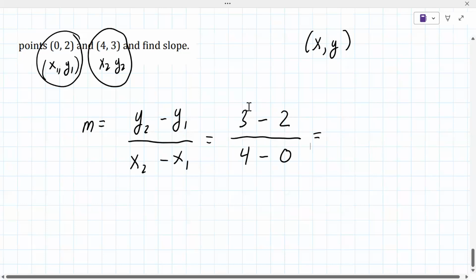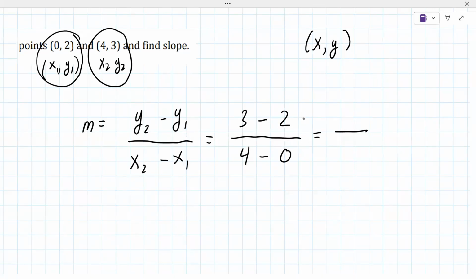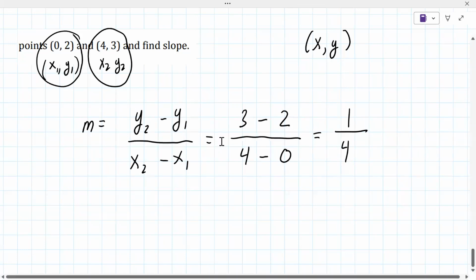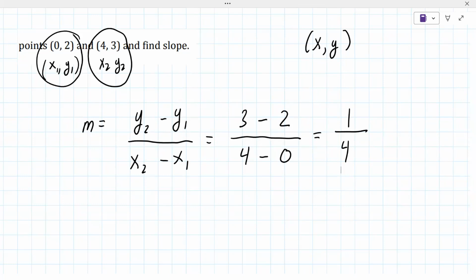Now, do you see how this is kind of like the practice problems I was giving you? Yeah. Okay. What is 3 minus 2? 1. 4 minus 0? 4. So this is your slope. Okay. This is your slope. All right. So we're going to do another one.